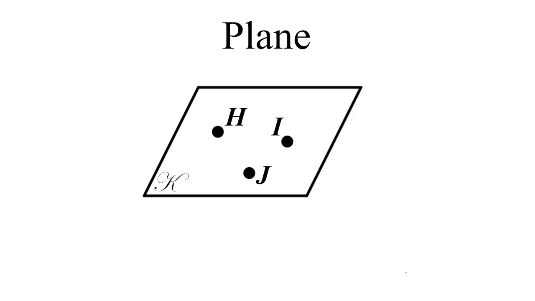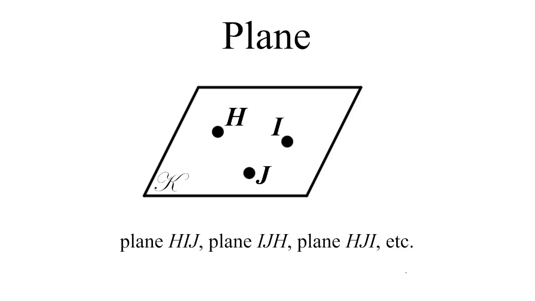All right, next we have a plane. Now, a plane is actually a boundless flat surface. For example, your desktop is shaped like a plane. The floor is shaped like a plane. The ceiling, your walls, they're all shaped like planes. Planes are named for three of the points that are on it. Therefore, it could be called plane HIJ, plane IJH, plane HJI, etc., just as long as you're naming 3 points.